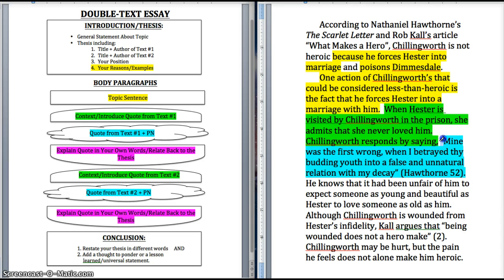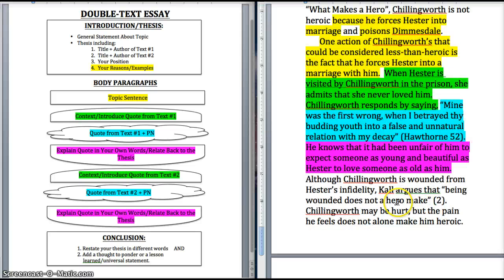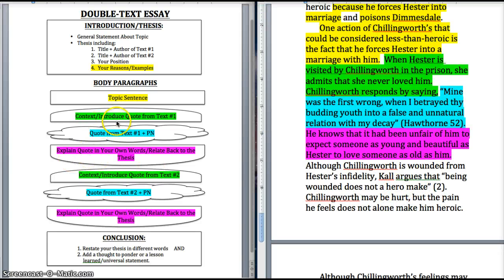Now, when somebody's reading this, they're going to say, I don't know what this means. So now it's your job to do the bottom part and explain it in your own words and relate it back to the thesis statement. So that's going to be: He knows that it had been unfair of him to expect someone as young and beautiful as Hester to love someone as old as him. So that is the first quote sandwich.